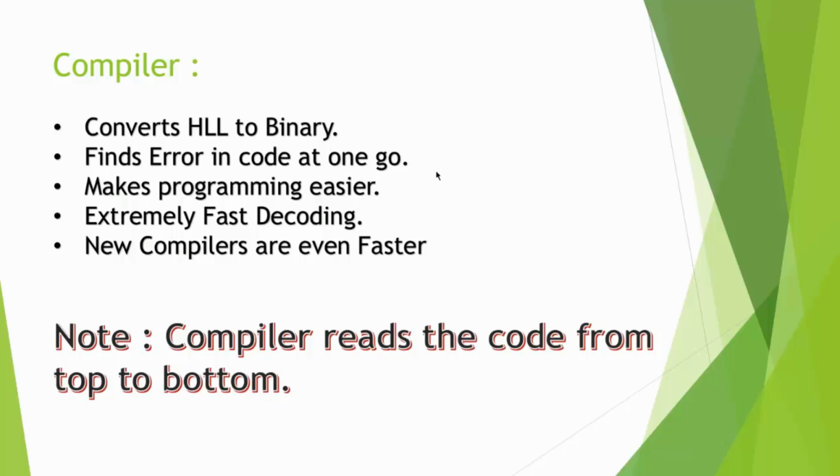The compiler converts the high-level language, that is the code which we write, into the binary language in just seconds. It's so fast, it'll be very easy to convert. It also has many functions, such as finding the errors in the code in one go. Can you believe it? However big the code may be, it'll find the error and easily display it, and it'll even display the line number, and we can easily modify it. And it makes programming extremely easy.